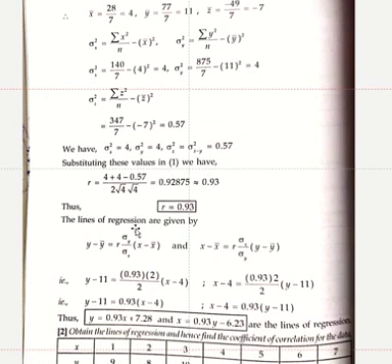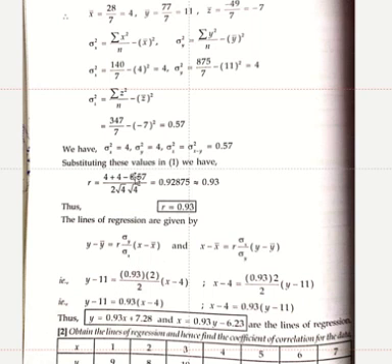Next, the lines of regression are given by the following. You should remember this formula to find the lines of regression. Y minus y bar is equal to r into sigma y divided by sigma x into x minus x bar, and x minus x bar is equal to r into sigma x divided by sigma y into y minus y bar. That is y minus, what is y bar? Y bar we previously found is 11, is equal to r, the correlation coefficient, that is 0.93, into sigma y. Sigma y whole square is 4, so sigma y is equal to 2.